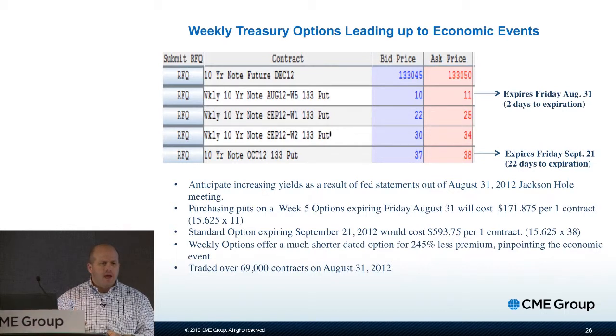That's an expensive hedge. That's an expensive shot on an economic event, to have to pay $600 per one lot as opposed to $150 per one lot. So people have really come into the weeklies to trade them right around economic events, right around unemployment numbers, like I've gone through with you.